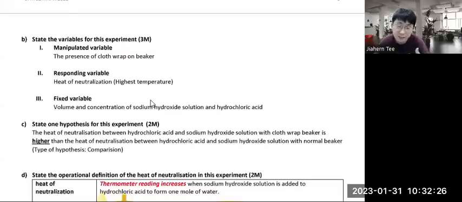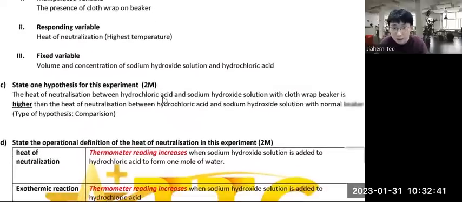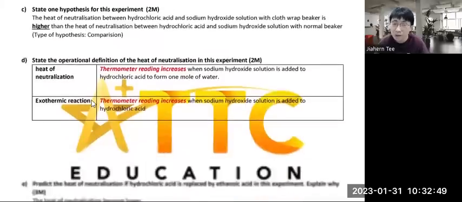And then what is the hypothesis? Got cloth means got insulator. Got insulator means it's supposed to have less heat loss to the surroundings. Means you're supposed to get a higher heat of neutralization. So the one with the cloth-wrapped beaker is supposed to have a higher heat of neutralization compared to the one without the cloth wrapping around. So that's the hypothesis.